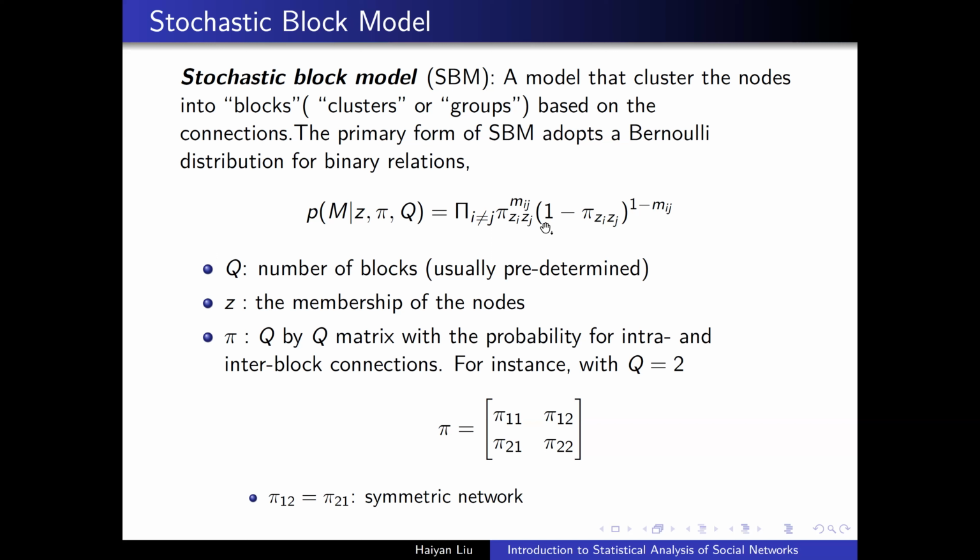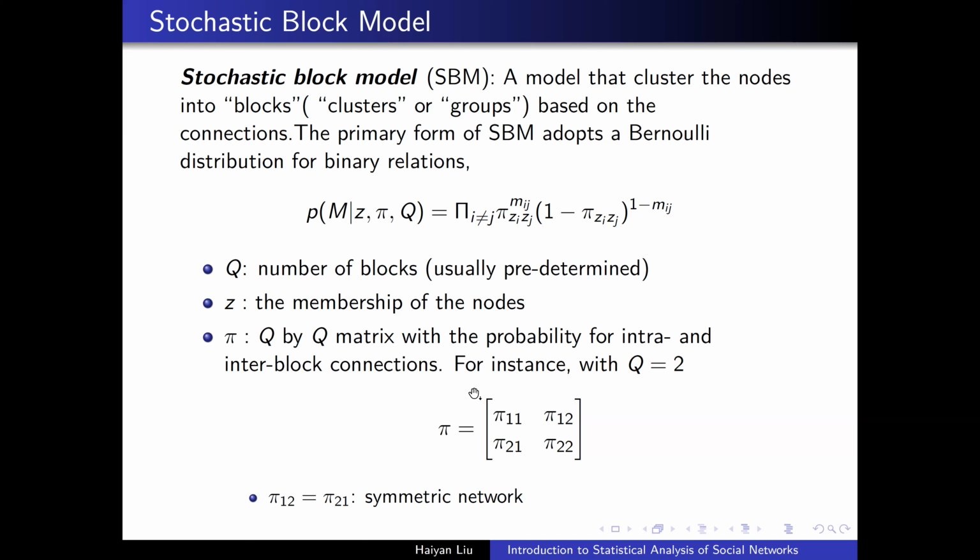Pi Zi Zj is the probability for the connection between nodes i and j if their memberships are Zi and Zj. Now, in the stochastic block model, there are a few things we need to determine. The first, of course, is how many blocks there are in a network. So this is the number of blocks. The second thing is, given the number of blocks, what's the probability for the presence of connections between two nodes? The stochastic block model assumes that the probability for the connection between two nodes purely depends on their block membership or their class membership.